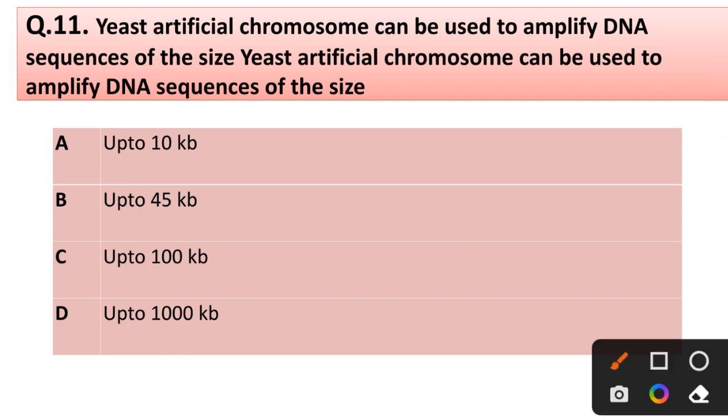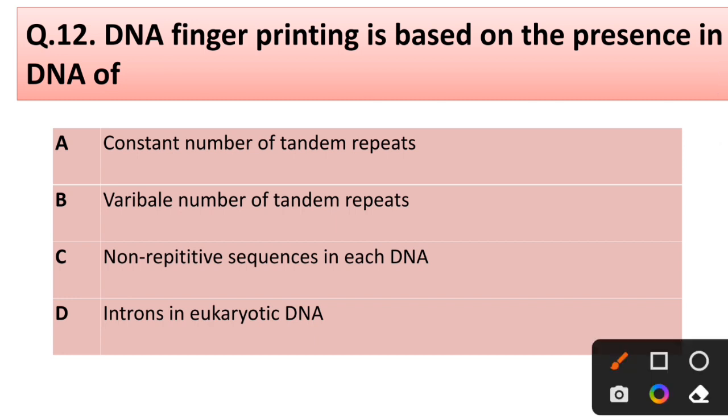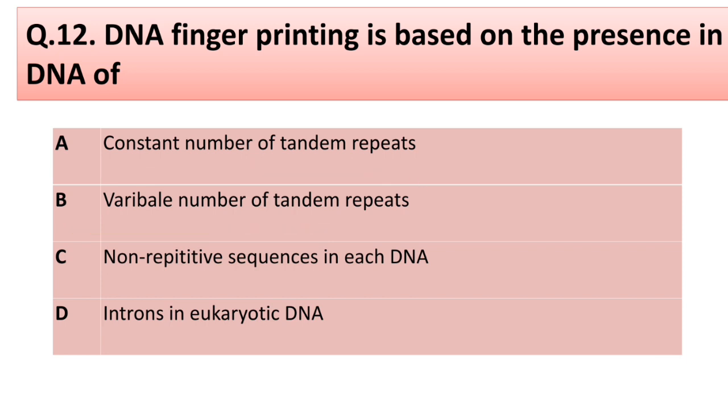Question number 11. Yeast artificial chromosome can be used to amplify DNA sequence of the size up to 10 kb, up to 45 kb, up to 100 kb, up to 1000 kb. Correct answer is option D, up to 1000 kb. Question number 12. DNA fingerprinting is based on the presence in DNA of constant number of tandem repeats, variable number of tandem repeats, non-repeated sequence of each DNA, introns in eukaryotic DNA. Correct answer is option B. Variable number of tandem repeats.